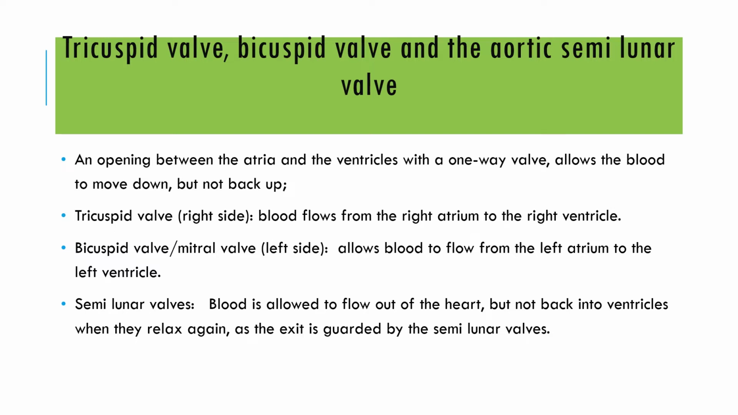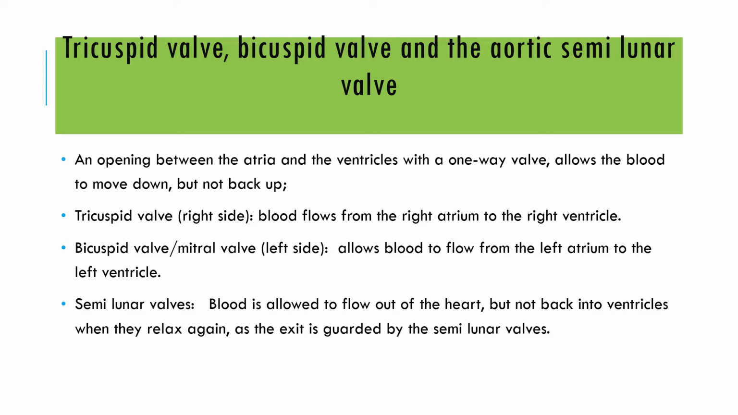So you need to be aware of valves. You have tricuspid valve, bicuspid, and the aortic semilunar valve. It's an opening between the atria and the ventricles with a one-way valve, which allows the blood to move down, but then the valve's closed to prevent the blood going back up.